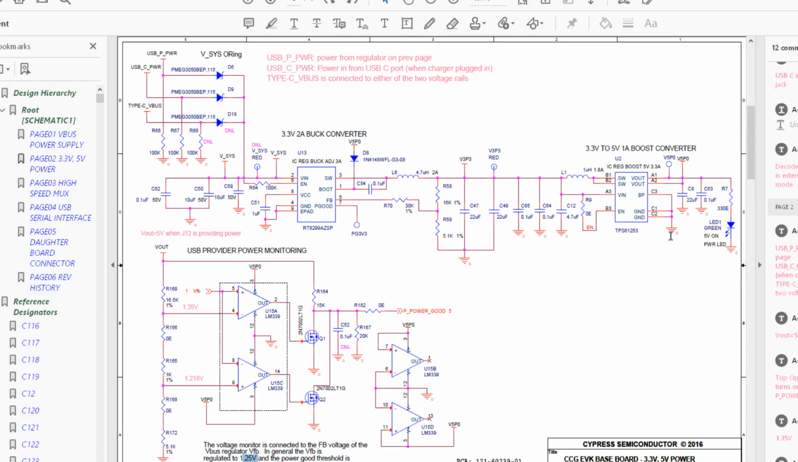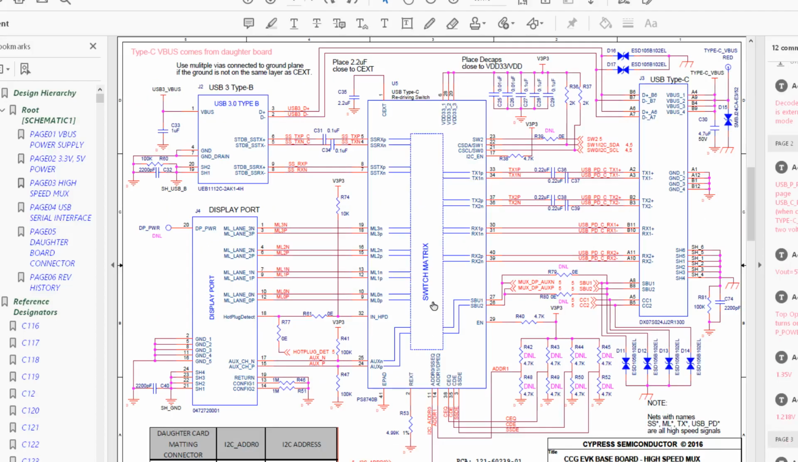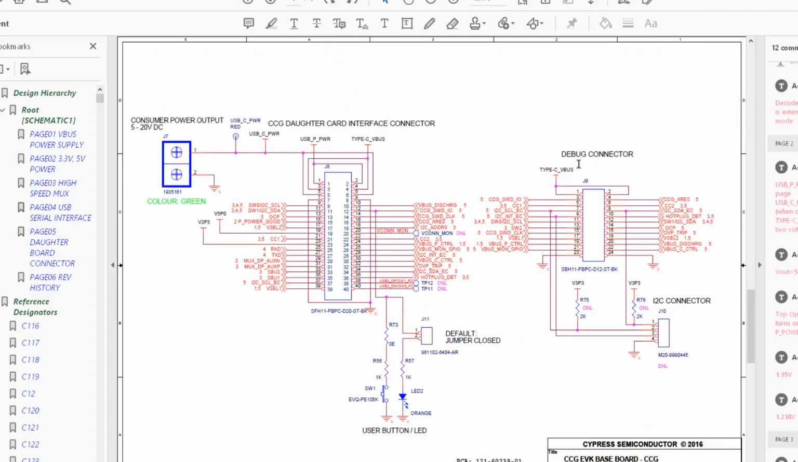Alright. And they've got an on LED, which means both converters are working and this board is powered up. And yeah, so Type-C VBUS. This goes to the daughter board, which goes to the debug connector. It goes to here, one of these pins, on the daughter board.